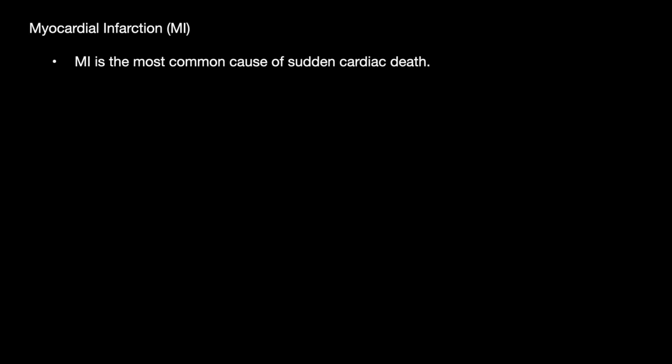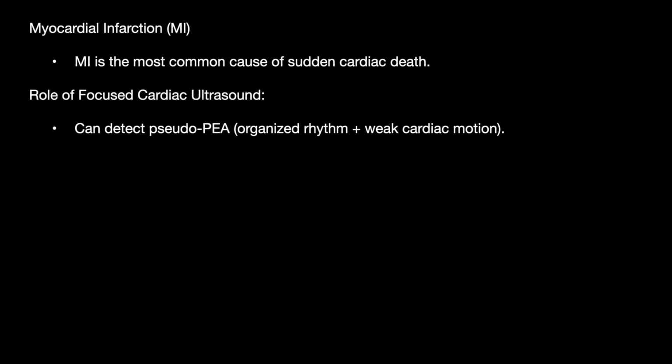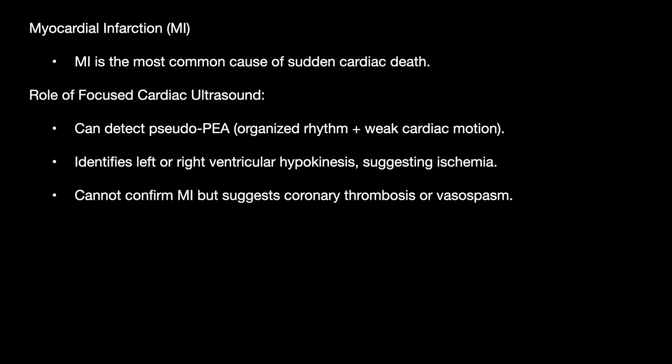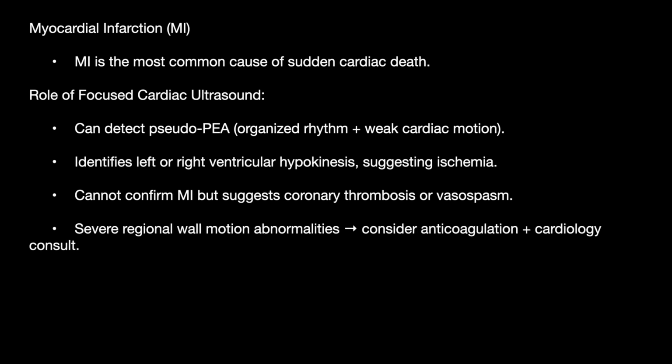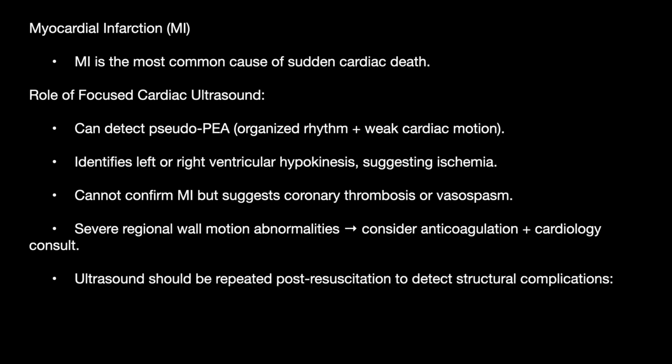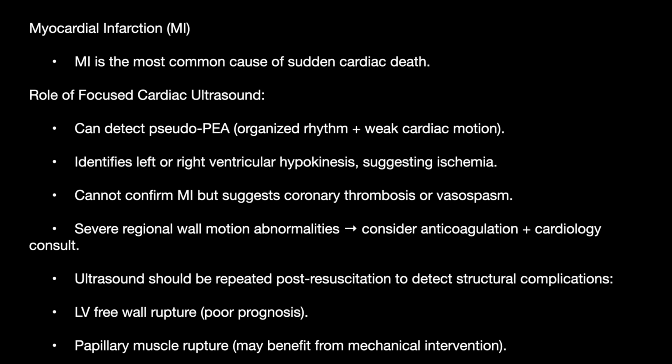Myocardial infarction. MI is the most common cause of sudden cardiac death. The role of focused cardiac ultrasound is important because it can detect pseudo-PEA. It identifies left and right ventricular hypokinesia such as ischemia; it cannot confirm MI but suggests coronary thrombosis or vasospasm. Severe regional wall motion abnormalities should prompt consideration of anticoagulation and cardiology input. Ultrasound should be repeated post-resuscitation to detect structural complications. Left ventricular free wall rupture, which is a sign of poor prognosis, can also be identified. Papillary muscle rupture can also be seen.